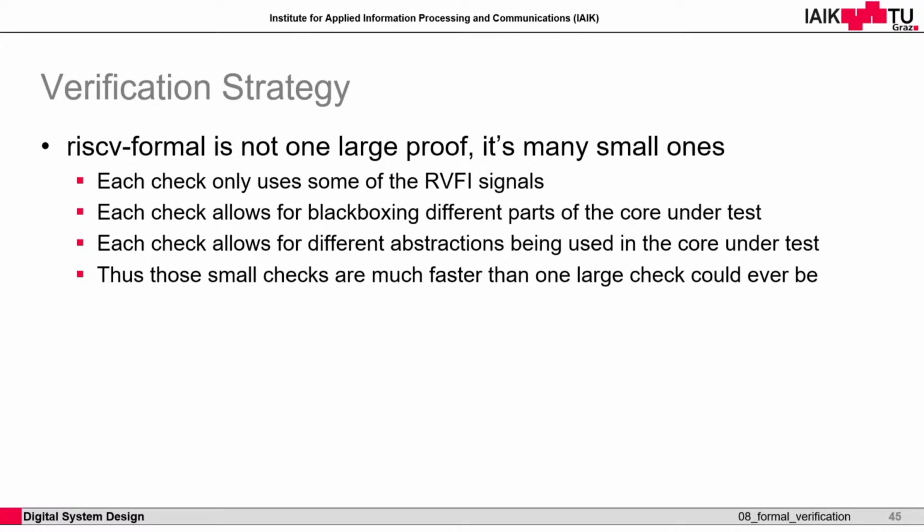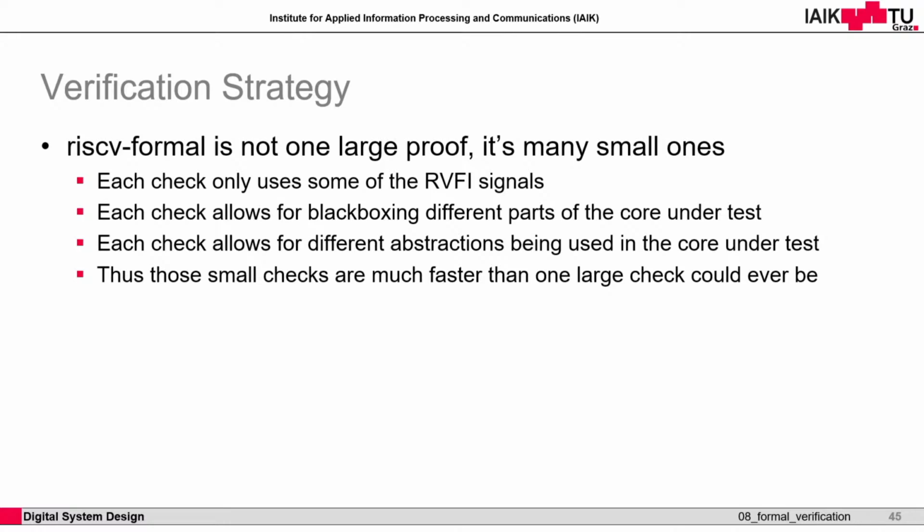We have those proofs for every instruction in the specification of RISC-V, and for every channel also. So this easily gives you a couple of hundred proofs. You easily have 100 instructions, and then you have like two channels. Then you already have 200 proofs that you have to run.